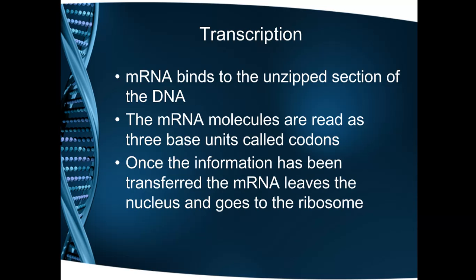Now, the mRNA molecules are going to be read in 3 base units, and we call those codons. So maybe you have a C, a G, and an A. Okay, that would be one codon, and we read that, and that's how we find the information. Once the whole molecule is made of mRNA, it's copied whatever gene it's supposed to copy, it's going to take that information, separate from the DNA, and actually leave the nucleus on its way to the ribosome.